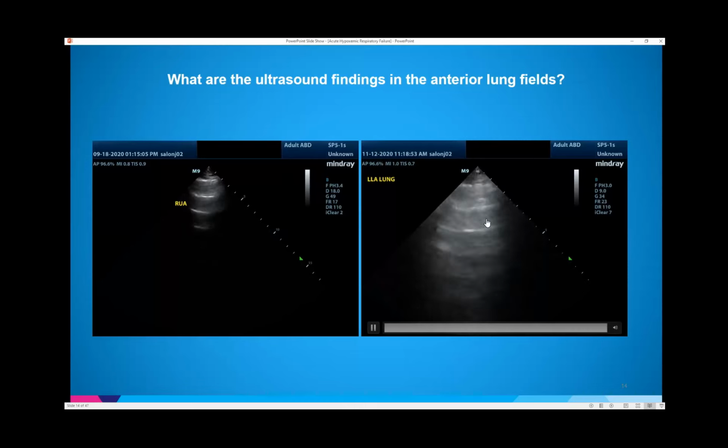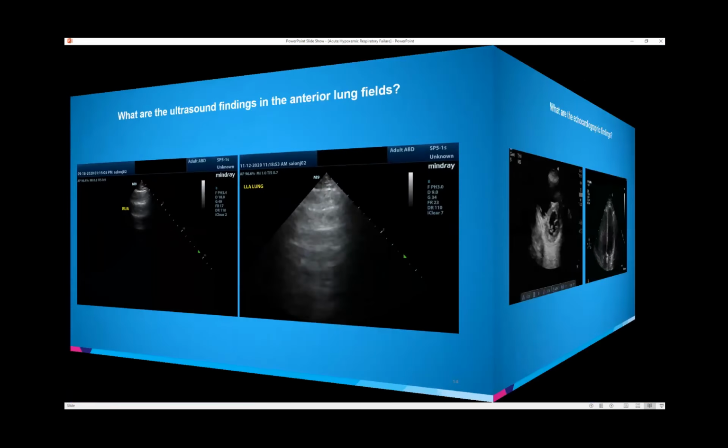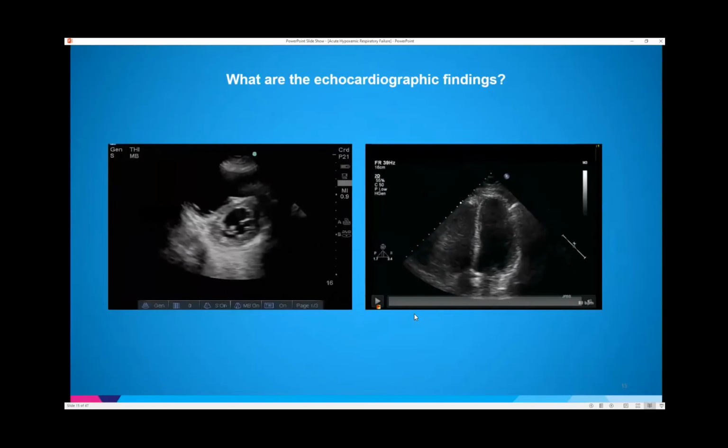Again, that's artifact. If you want to know what those are called, they're called Z lines. You can tell that they're not true B lines because they don't extend from the pleura off your screen, and they are not dominant over the A lines. The majority of the time you see an A line pattern here. All right, so we have bilateral anterior A lines in the lungs.